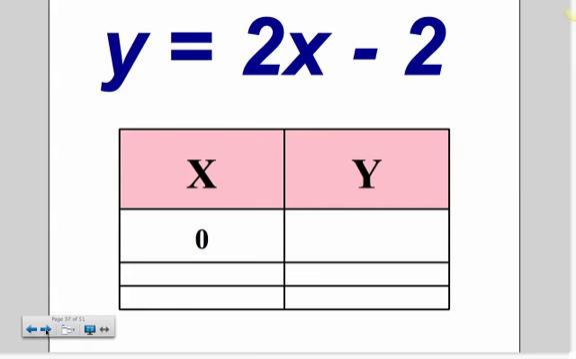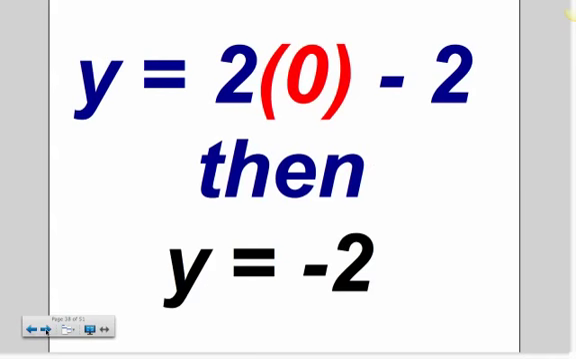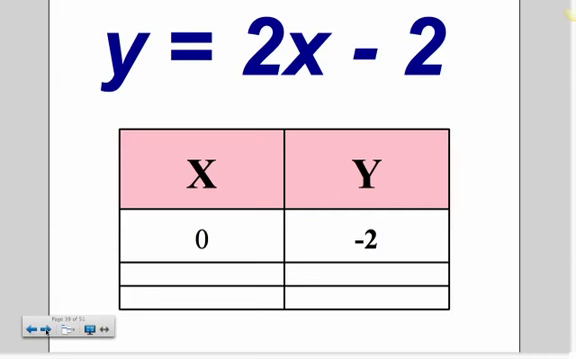If x is 0, I take it and plug it into the equation that I have originally. And this is what my work looks like. If 0 gets put in there for x, then y equals 2 times 0 minus 2. Well, 2 times 0 is 0. And 0 minus 2 makes negative 2. So when x is 0, y is negative 2. Now I fill in my chart, and check it out.